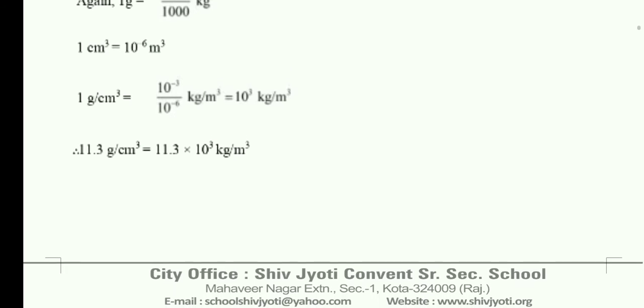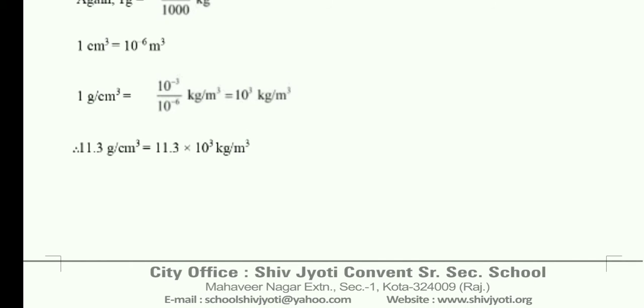Now we have to convert this answer into kilogram per meter cube also. So 1 gram equals 1 upon 1000 kg, and 1 centimeter cube equals 10 to the power minus 6 meter cube. Now put these values: 1 gram per centimeter cube equals 10 to the power minus 3 upon 10 to the power minus 6 kg per meter cube, which equals 10 to the power 3 kg per meter cube. It means 11.3 gram per centimeter cube equals 11.3 into 10 to the power 3 kg per meter cube.